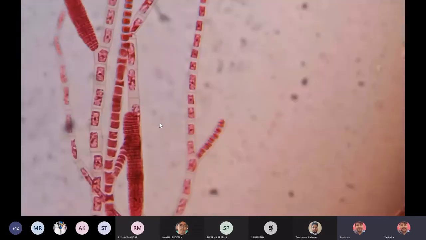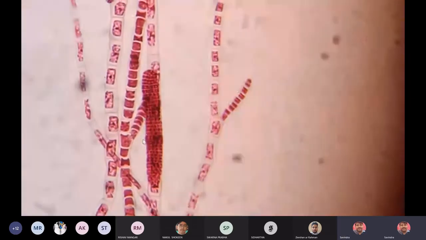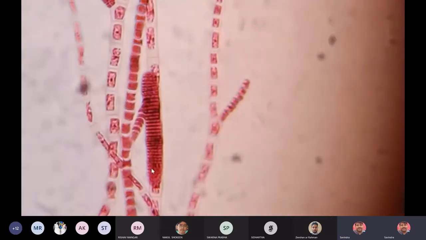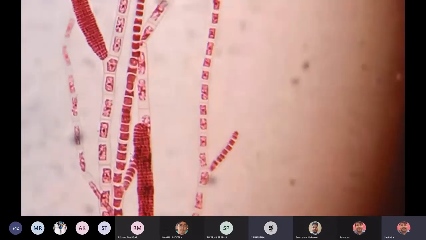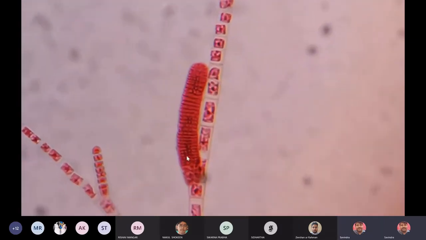These are the plurilocular sporangia. You can see it is made up of different small structures. Can you see it? Yes, sir. If it is made up of many small box-like structures, it is plurilocular sporangia. If it is a single and large one, that is unilocular sporangia. And with the presence of plurilocular sporangia, you can also easily identify the Ectocarpus.